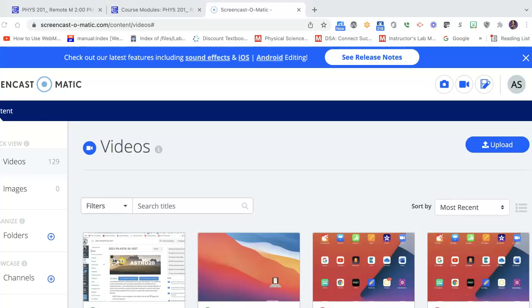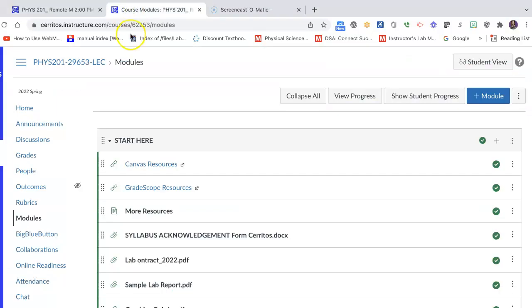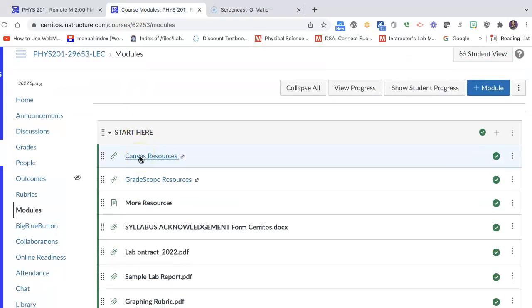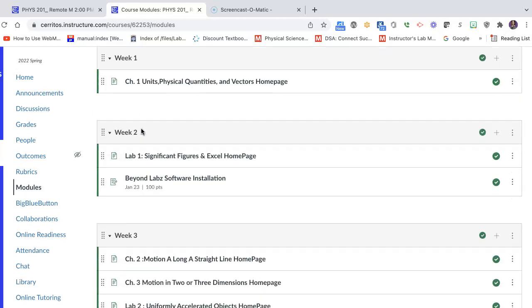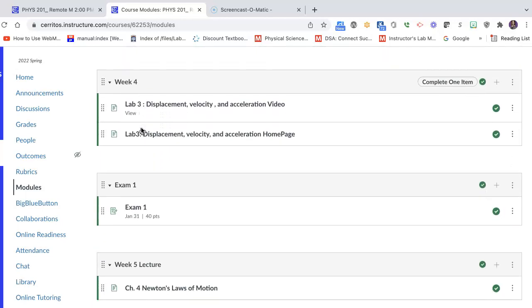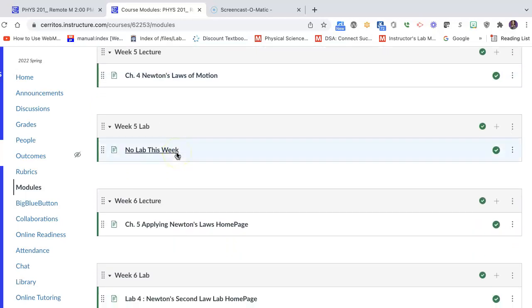Hi, good afternoon. Now I will introduce Lab 4, which is on Newton's second law. The first thing we are going to do is visit the home page for this lab.